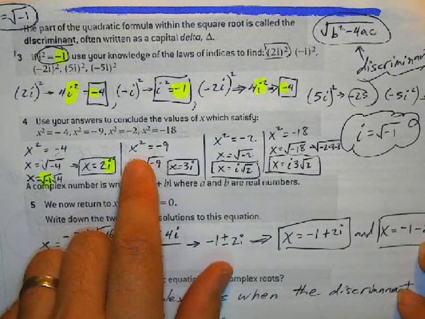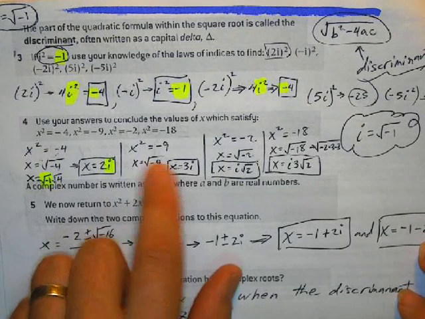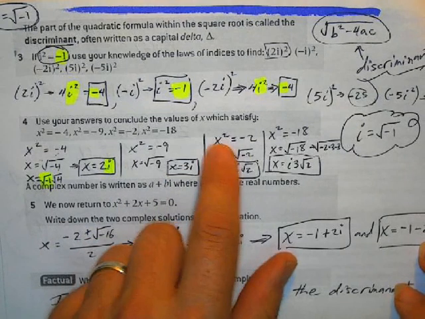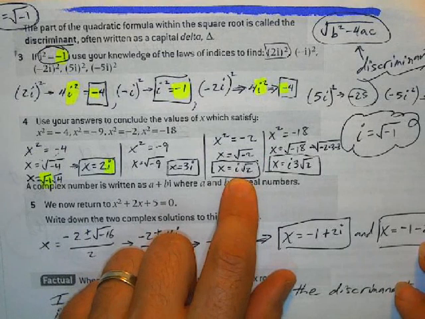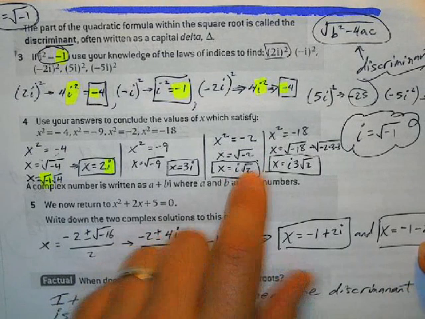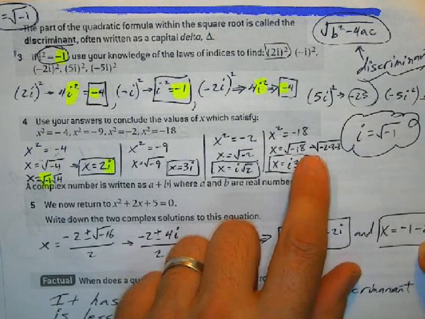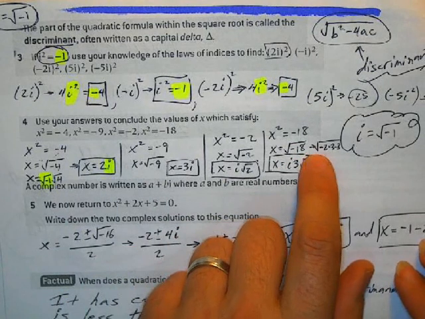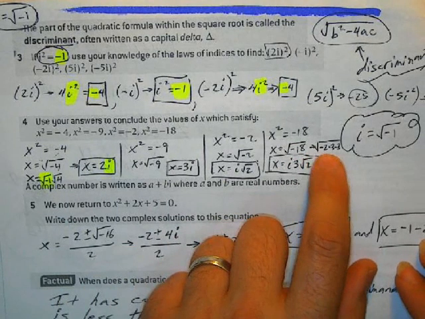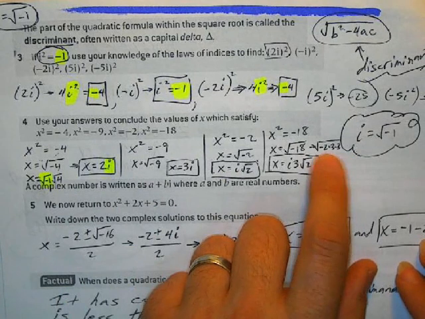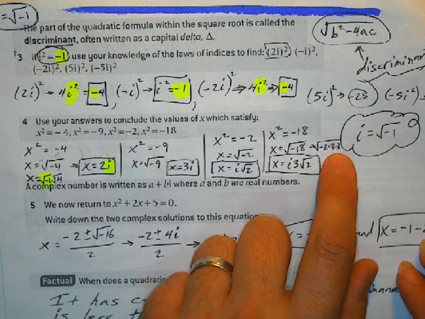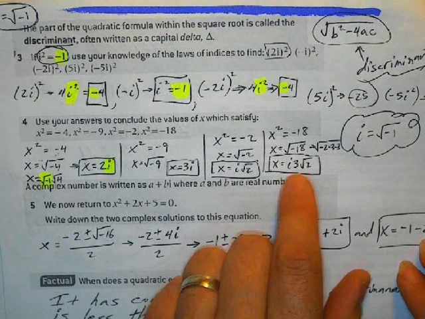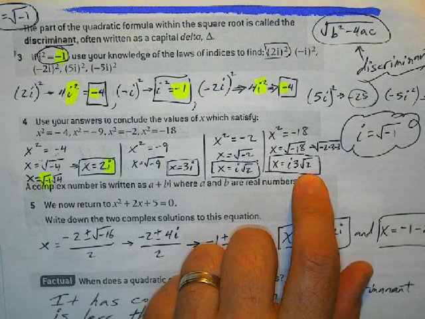x squared equals negative 9 is going to give me 3i. x squared equals negative 2 is going to give me i radical 2. x squared equals negative 18. So think of that as the square root of negative 2 times 3 times 3, right? 2 times 3 is 6. 6 times 3 is 18. So I've got 3. I can pull the 3 out. The square root of negative 1 is i. And we're left with the 2.